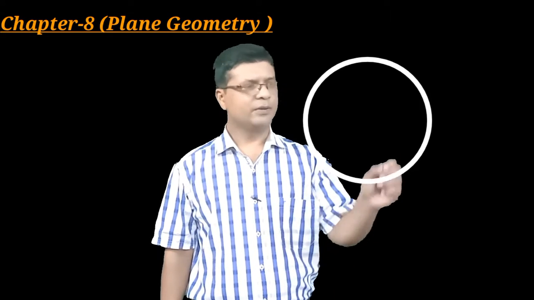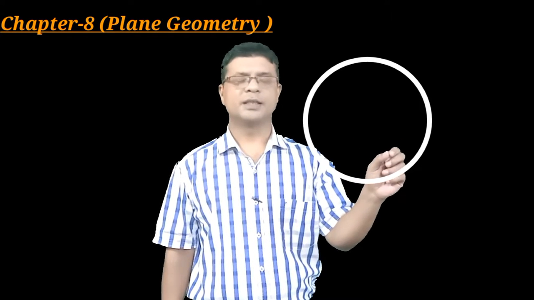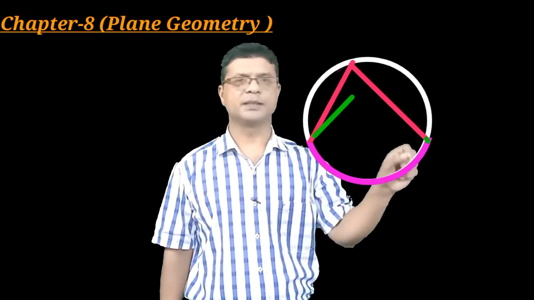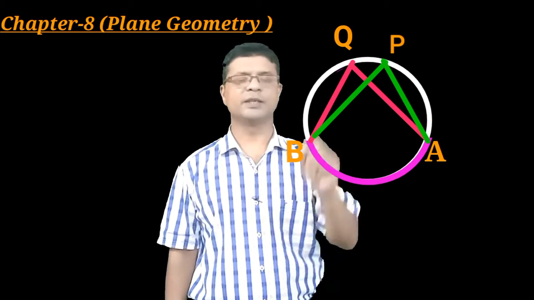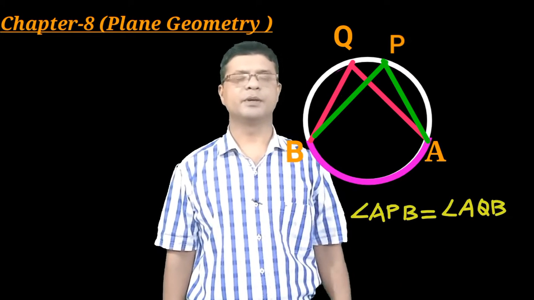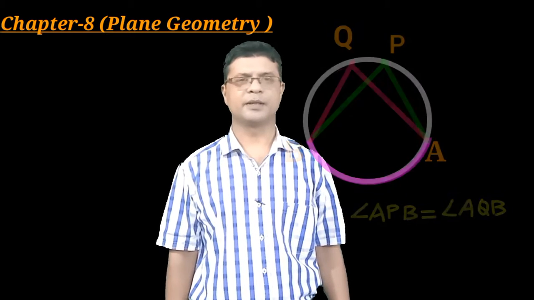Now we know that angles on the same segment are equal. This is the segment. In this segment we consider some angles, these angles. We say these angles are equal. Angle APB equals angle AQB because they are angles on the same segment.